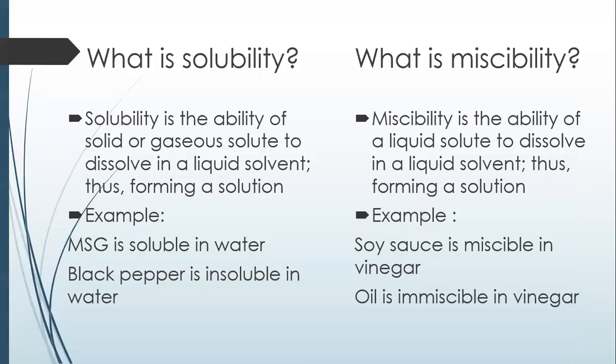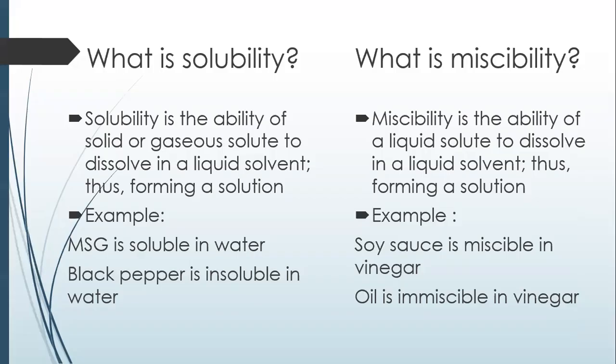Do you know the difference between solubility and miscibility? Have you heard of these words? Solubility. What is solubility? Solubility is the ability of solid or gaseous solute to dissolve in a liquid solvent, thus forming a solution. For example, you have MSG or monosodium glutamate, or better known as Vetsin in our kitchen, is soluble in water. Black pepper is insoluble though in water.